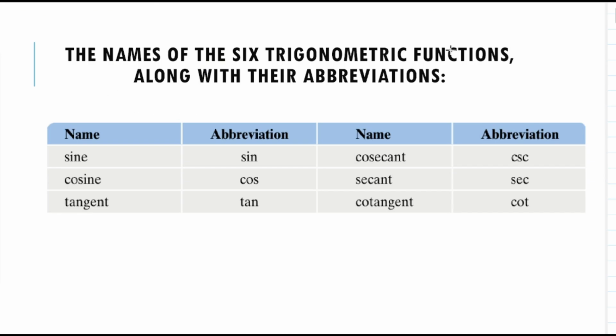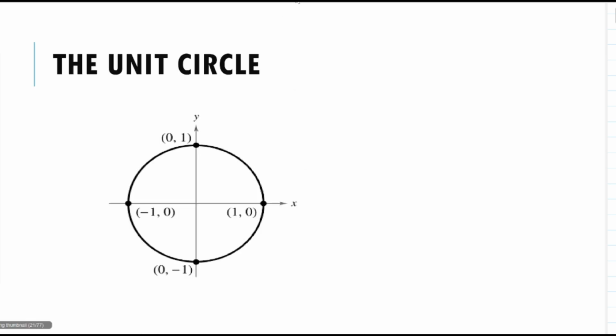The names of the six trigonometric functions along with their abbreviations are given. Sine, the short form of which is sin. Some people normally call it sin. And we have cosine, which is cos. Tangent, short form is tan. Then we have cosecant, which is cosec. Then we have secant, which is sec, and then we have cotangent, which is shortened into cot. So these are the six trigonometric functions that we'll be looking at in this lesson.